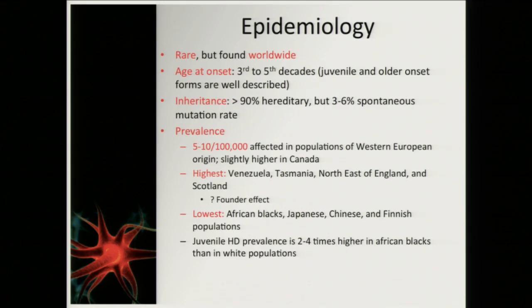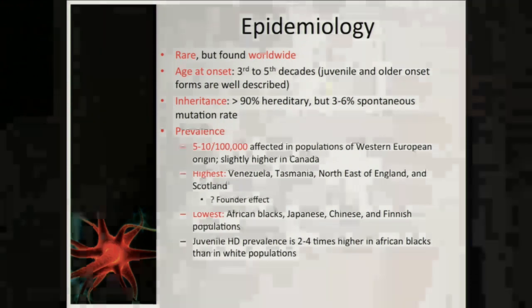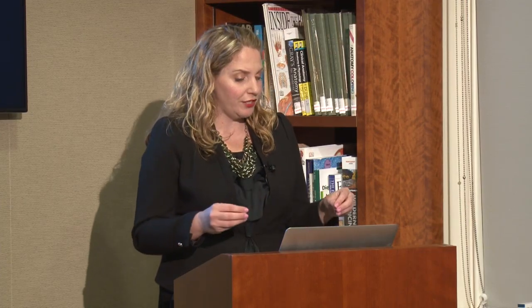We know that the lowest prevalence of this disease is in African blacks, which is interesting because juvenile Huntington's disease is actually 2 to 4 times higher in African blacks than in whites. So it's an unusual correlation: in adult onset Huntington's disease, very low rates in African blacks, but quite high for juvenile Huntington's disease. The reason for that is currently unknown. But we do know that there's no difference in the number of repeats or the age of onset between different ethnicities, so there's not a genetic basis for that either.